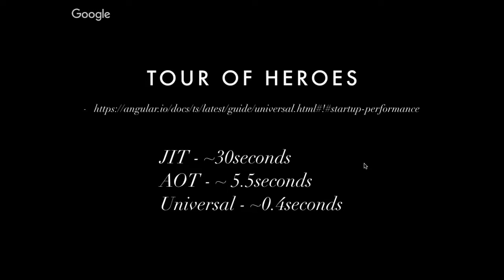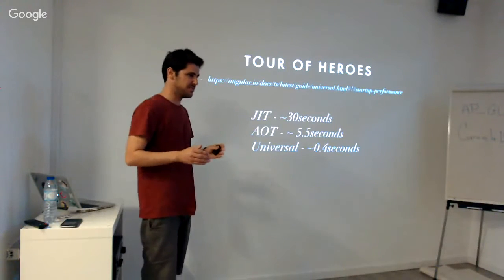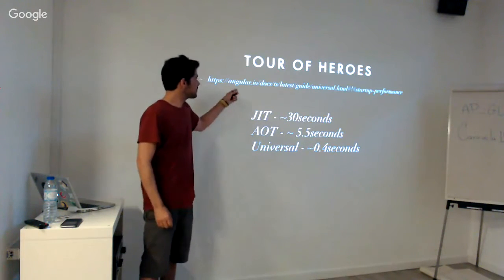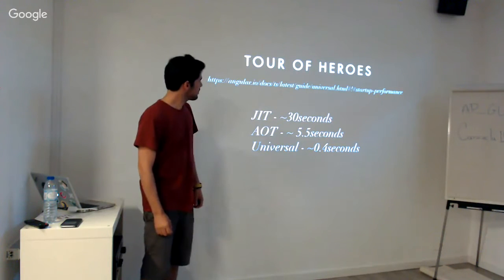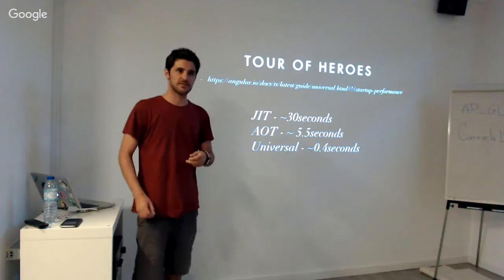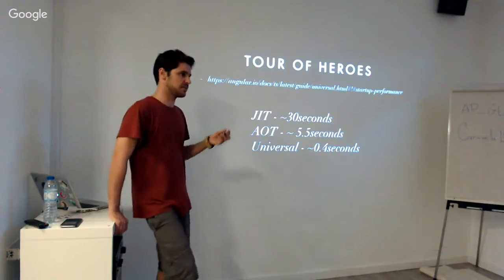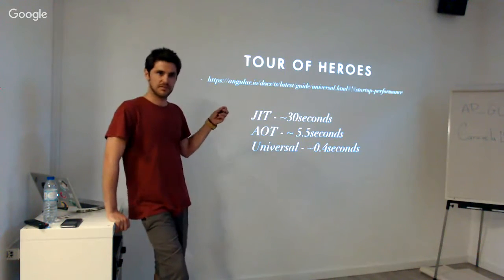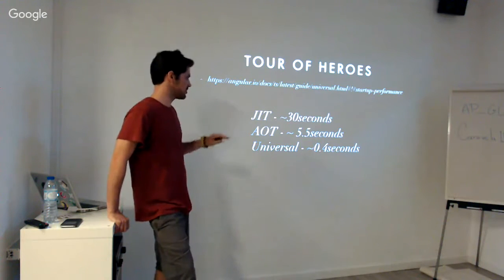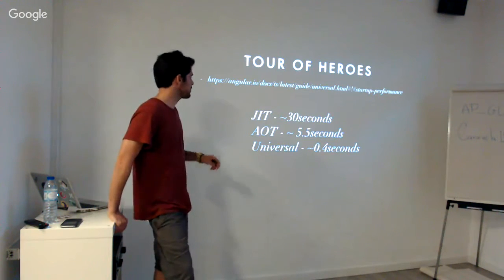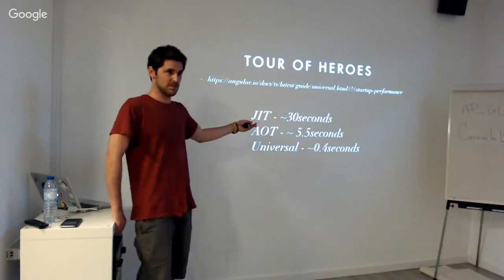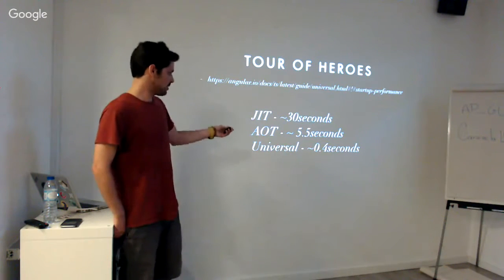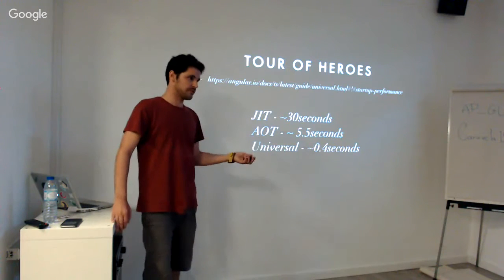Like I said, this is previous to RC maybe, or the first RC, so the times change a little bit, but this is from the documentation side. The Angular core team did a test on the Tour of Heroes app, which is like the kitchen sink application for Angular 2. This was done on an uncached page, so no cache at all, just to see how the times are different. You can see in JIT mode it takes 30 seconds to load. In AOT that significantly decreases to 5.5 seconds. And with Universal it takes 0.4 seconds.